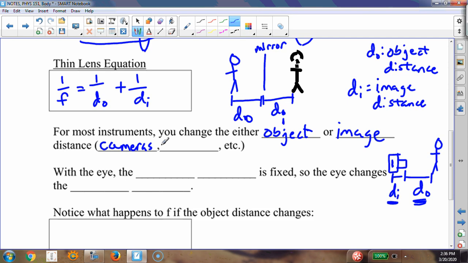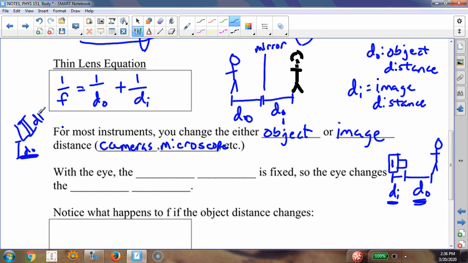Microscopes, for example. Oh, let's see, can I draw a microscope? I don't know if I can. This is the table where you put stuff, and then this is the lens. Then you can change this distance, which is DO. This is a microscope, I'll tell you. And or you can change this distance, which is the DI. So you can move the lens up and down, or you can move the table up and down.